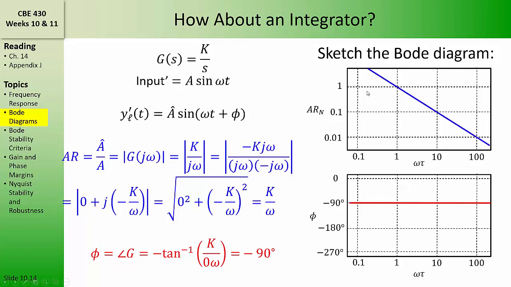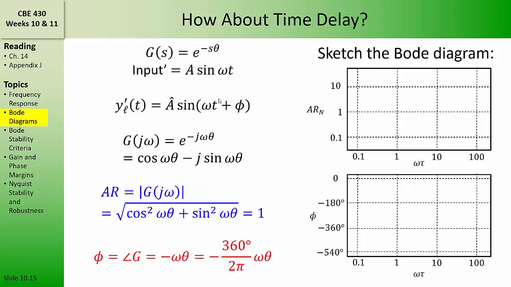The log-log plot of the normalized amplitude ratio is a straight line with a slope of minus 1 that goes through the point 1, 1. And of course the phase angle is independent of omega tau. It's a constant at minus 90 degrees. How about for a time delay?